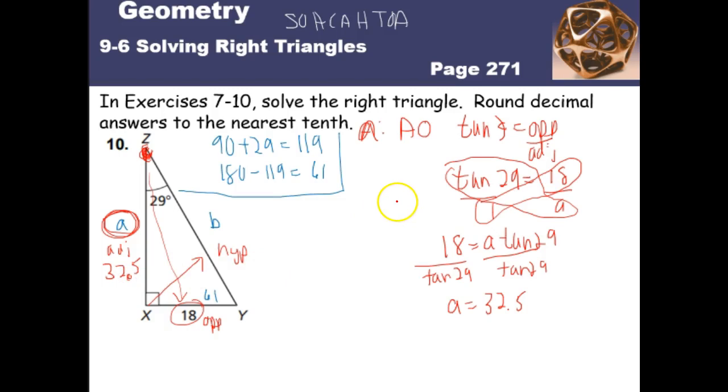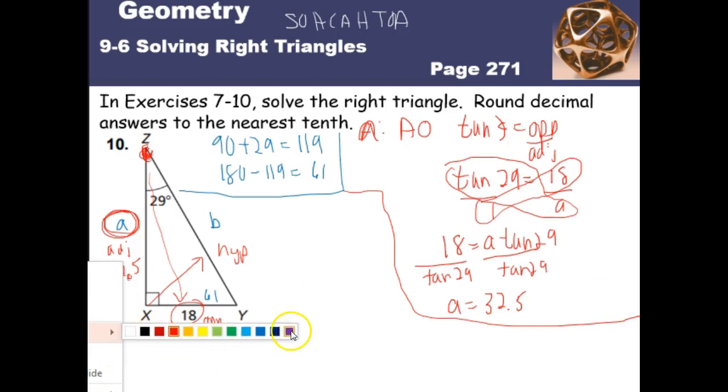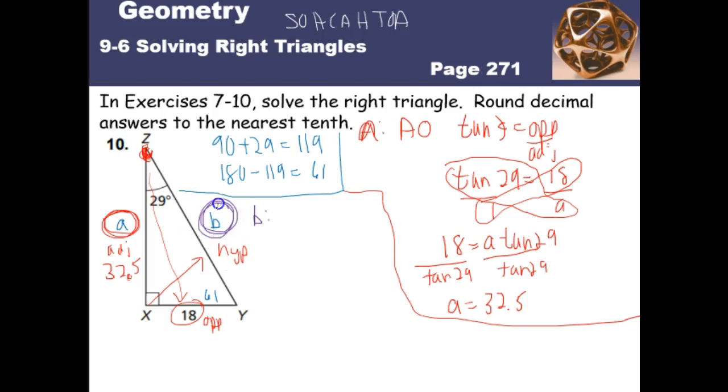Okay, gosh, I kind of boxed myself in. Okay, let me find B now. So to find B, I don't have to relabel, but this time I need to find B, and B is the hypotenuse, so I have to use hypotenuse, and I have to use what they gave me, which is the 18, which is opposite. So that's going to be sine.